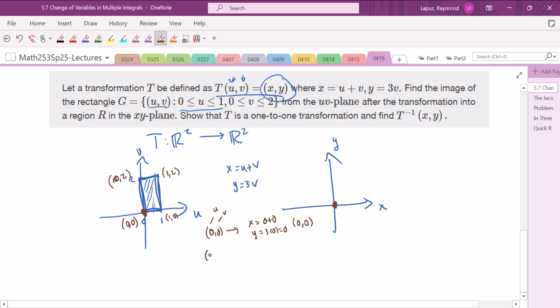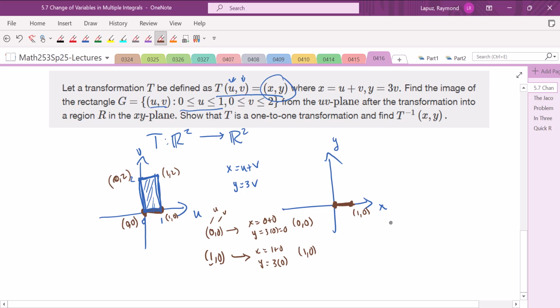Now let's take a look at 1, 0 and see where that goes. So X is going to be, remember that this is U and this is V, so this is 1 plus 0, and Y is equal to 3 times the second component, which is 0. So this is going to go to 1, 0. So far we have this set of points here that looks like it goes to this set of points here. All right, I think the interesting part happens after that.